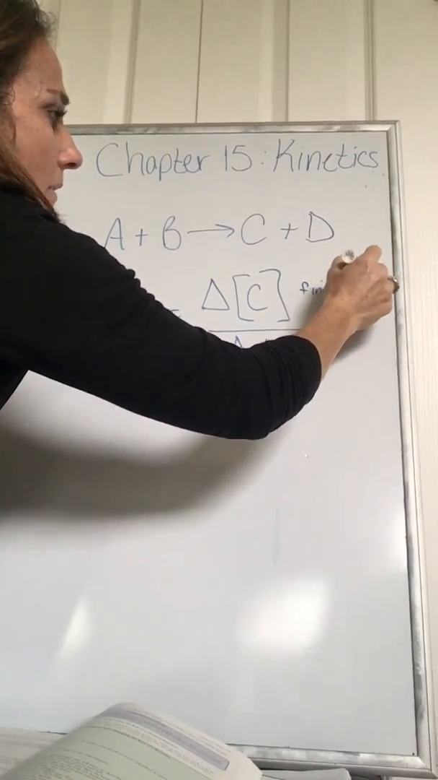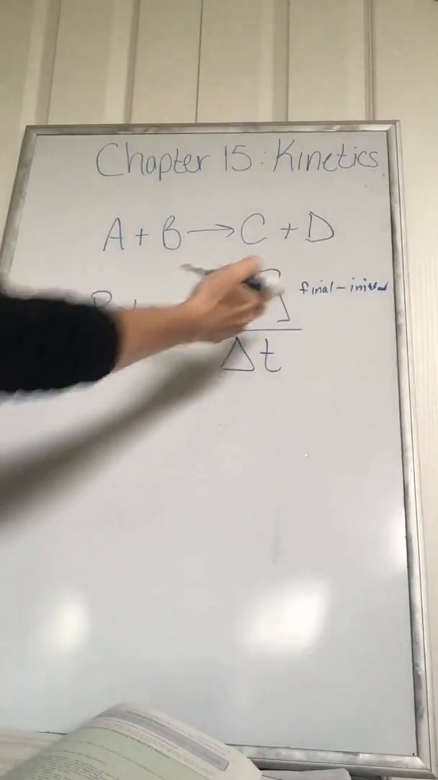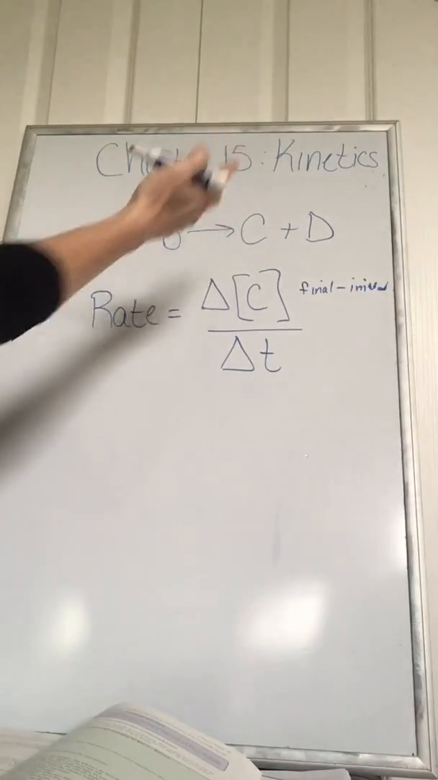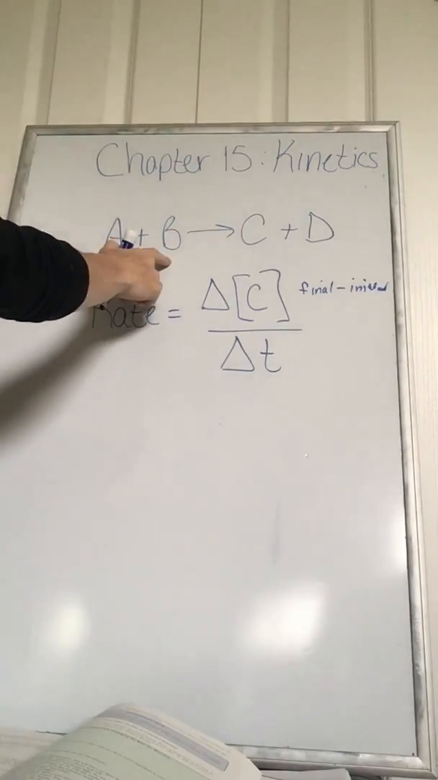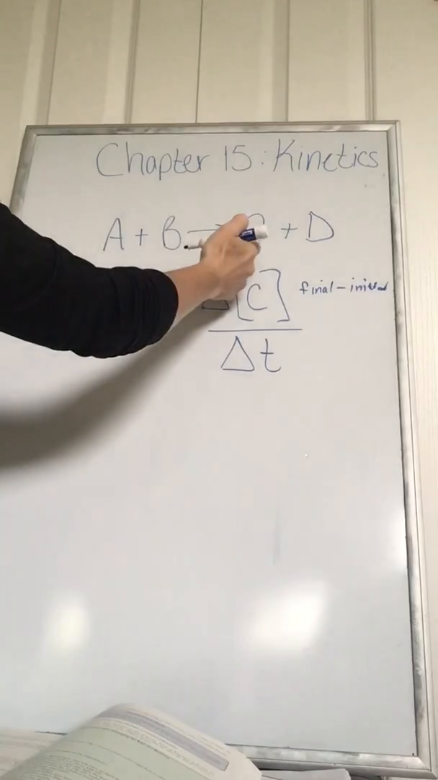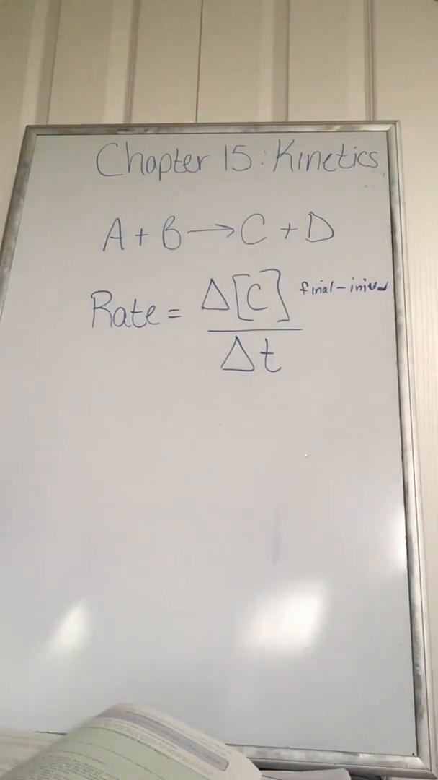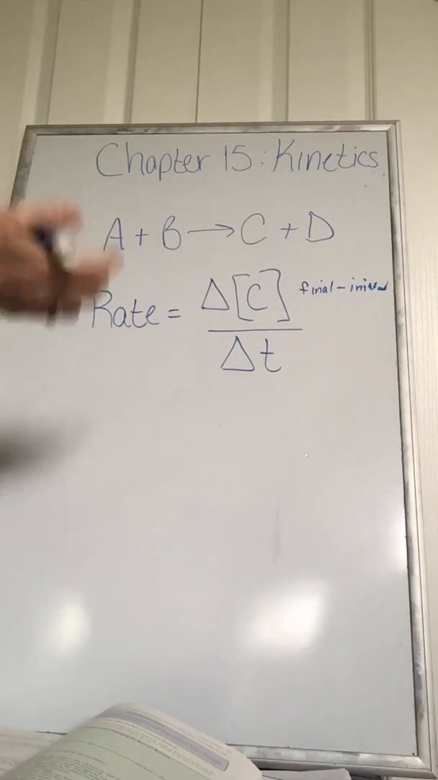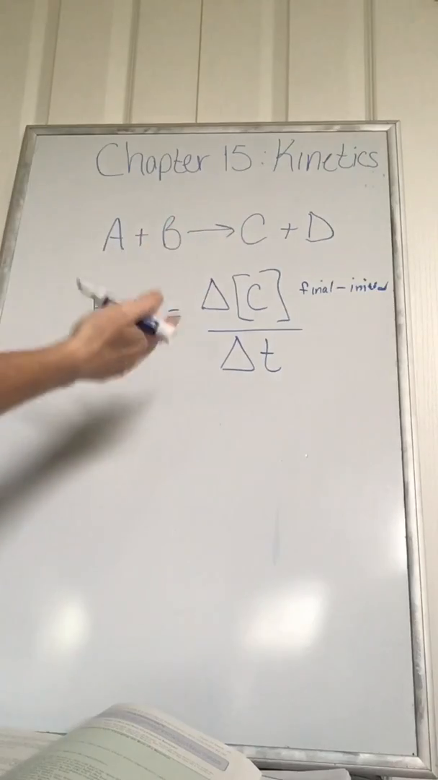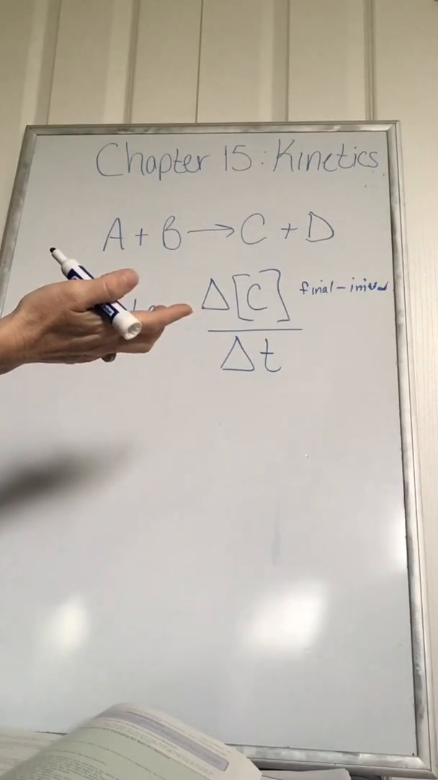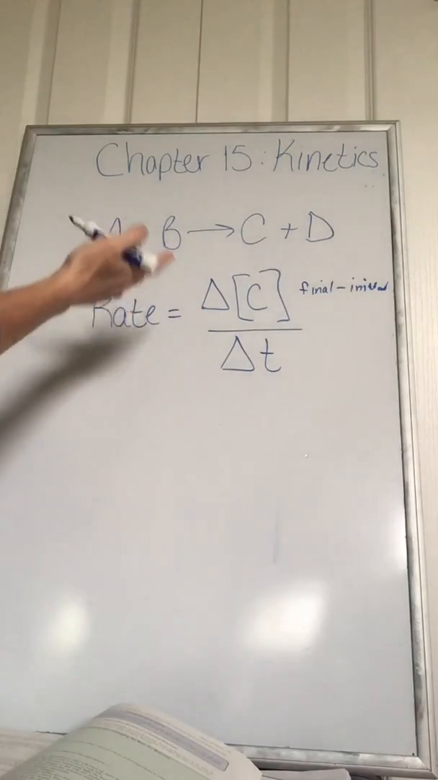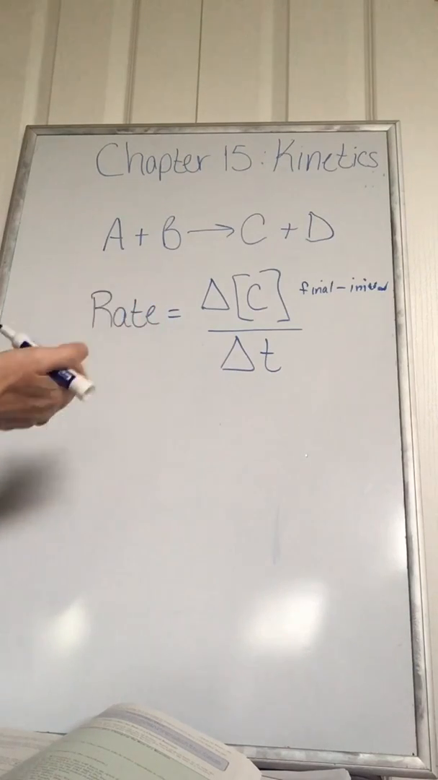Now if this is a product, then it's going to be growing, right? Because the initial should be 0. All we have are the reactants to begin with. And so the final is going to be greater than the initial, so this is going to be a positive number. Now, you're not going to know the concentration necessarily of the final product. You may just know the concentration of one of the reactants.